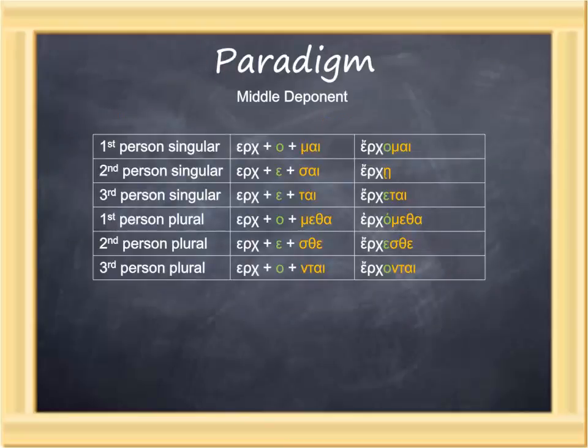Using the deponent verb erchomai, you can see that the formation of the middle is identical to the formation of the passive in the present tense. Erchomai, erche, erchetai, erchometha, erchesthe, erchontai.